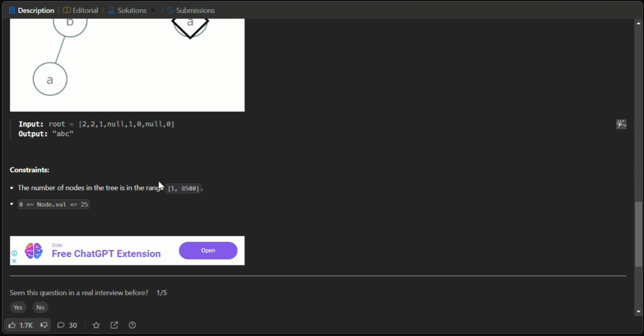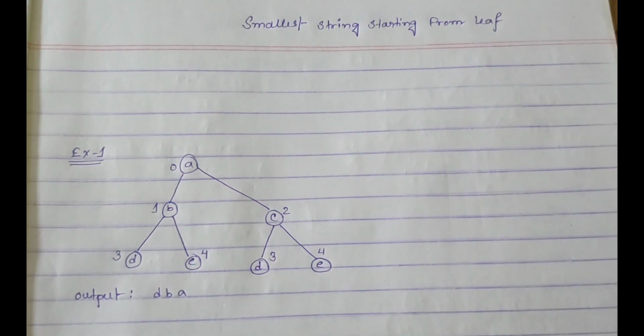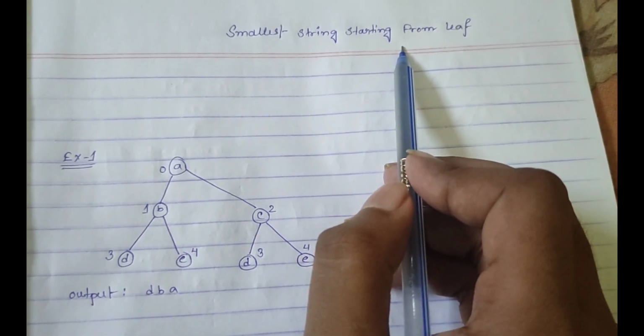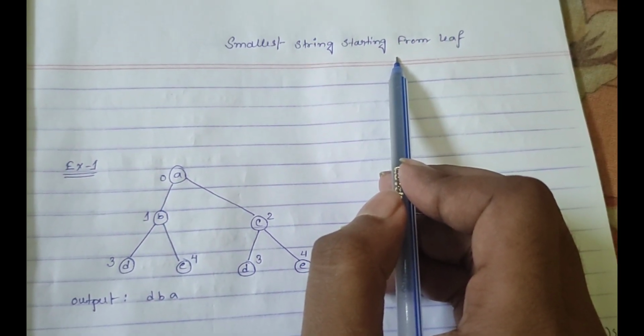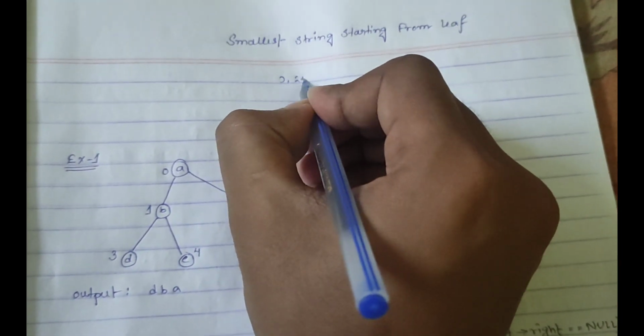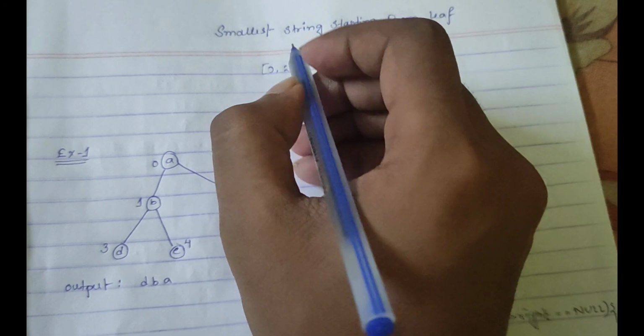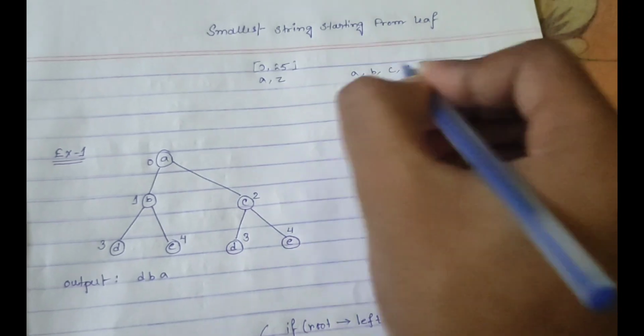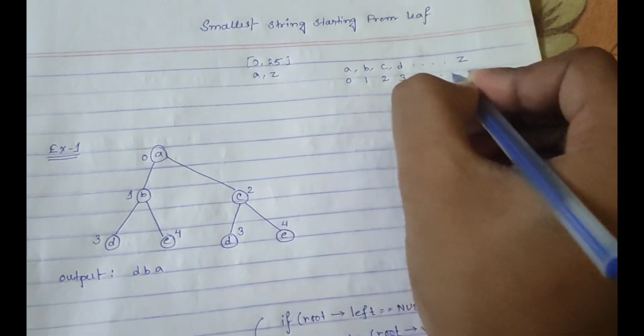So the constraints are that the number of nodes in the tree is in the range of 1 to 8500, and the node values go up to 25. This is basically A to Z. That's why it is 25. So now we will describe it on pen and paper. The question is about the smallest string starting from leaf. You are given the root of a binary tree where each node has a value in the range of 0 to 25. That means representing the letters A to Z. That means A, B, C, D till Z, which means 0, 1, 2, 3 till 25.